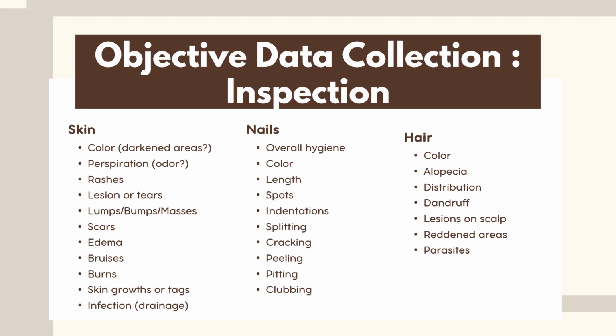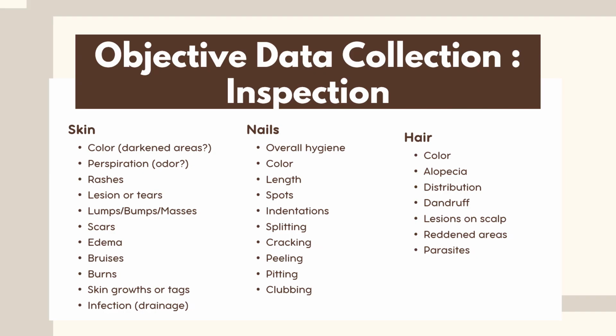Then when we move to the hair, so looking at the color, observe that natural hair color and any changes. Are they graying? Is it an unusual pigmentation? Changes in the natural hair color could potentially indicate nutritional deficiencies, of course, aging, or maybe even some systemic diseases as well. Is there any alopecia? What's that distribution look like?